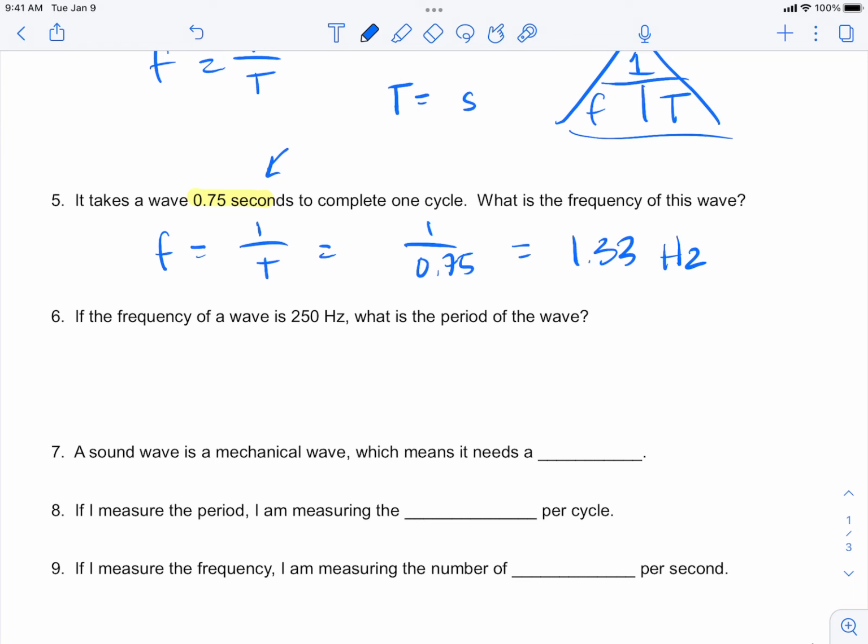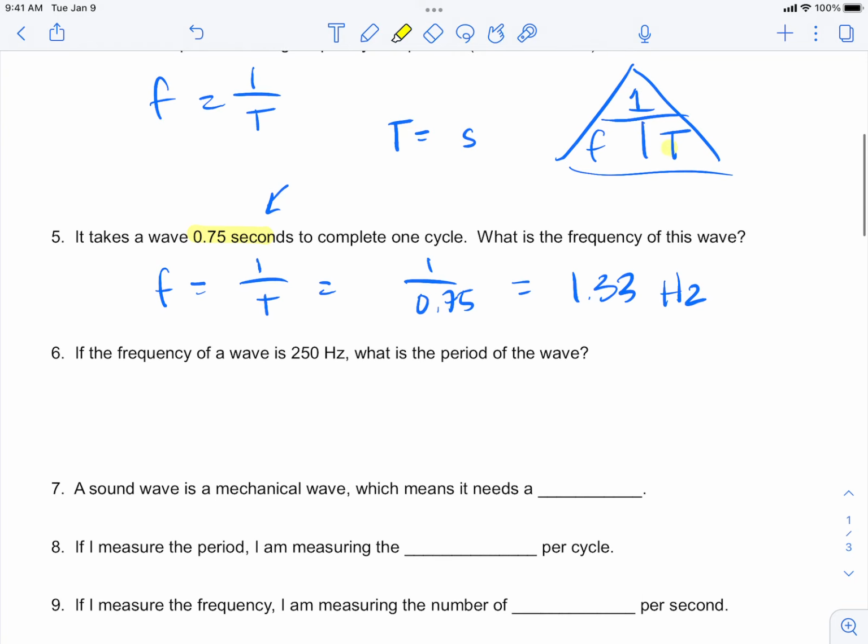Okay, you want to solve for period in this next problem. If given the frequency, what's the period? If I want to solve for period, then I'm going to do 1 over frequency. Period equals 1 over frequency. The 1 over 250 is going to be a much smaller number. 1 divided by 250 is equal to 0.004. And the label for period is seconds. That's how long it takes one wave to pass.